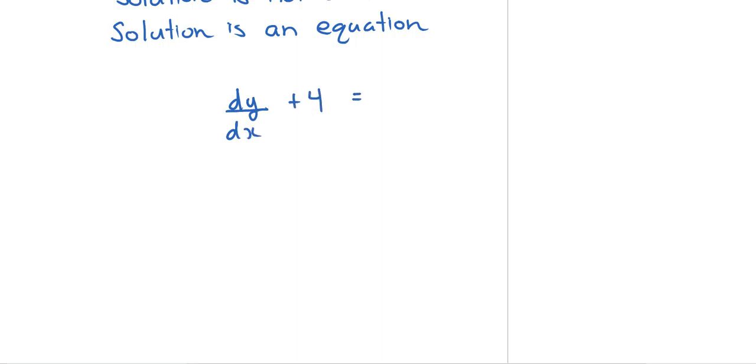Okay, so this is my original question right here, dy by dx plus 4 equals 3. Now, when you're solving a differential equation, it's best to keep the numbers on one side of the equation. So I'm just going to move this 4 to the other side, and you'll get -1 here.